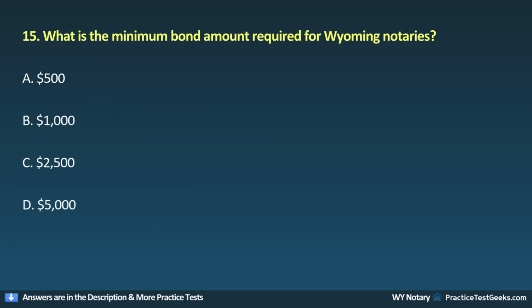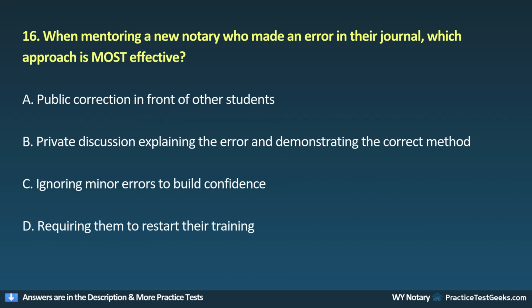15. What is the minimum bond amount required for Wyoming notaries? A. $500. B. $1,000. C. $2,500. D. $5,000.